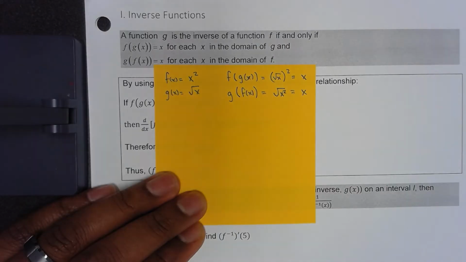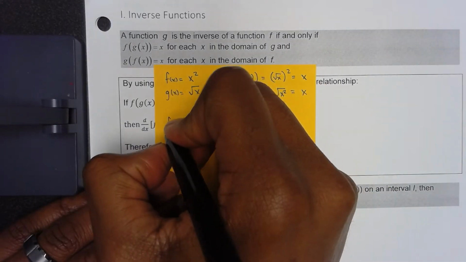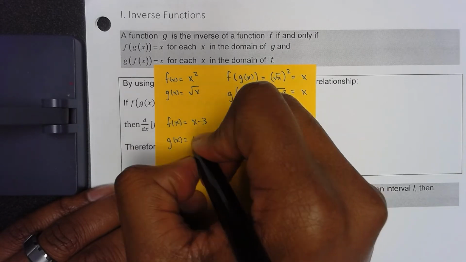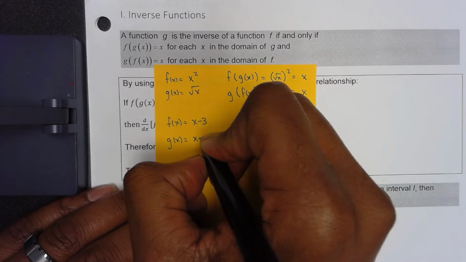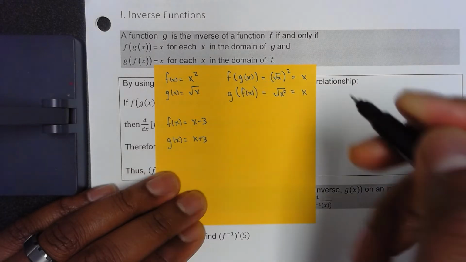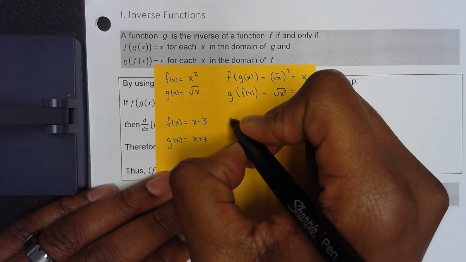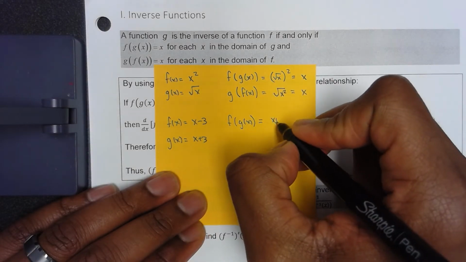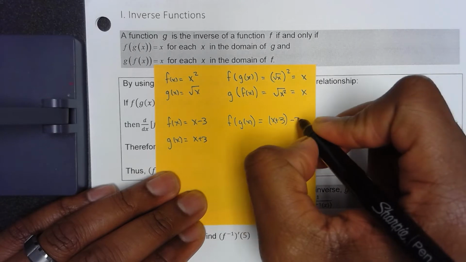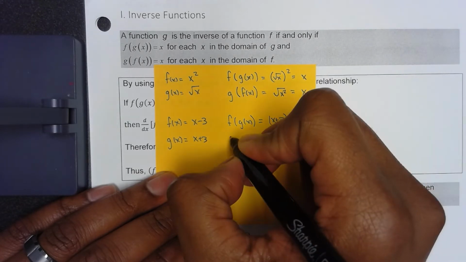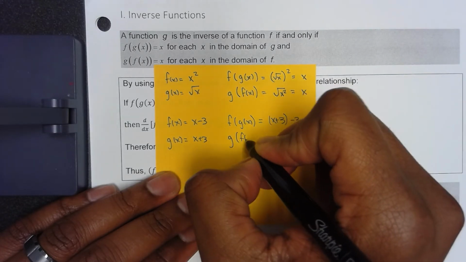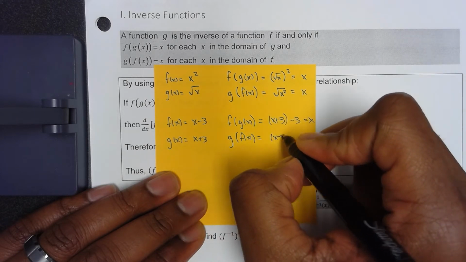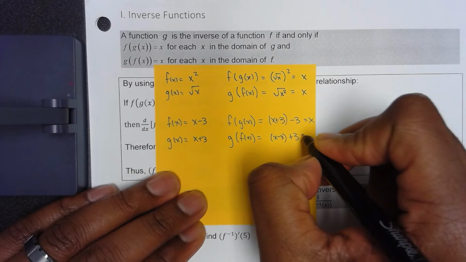The other way is, say we had a function where f of x equals x minus 3 and another function g of x equals x plus 3. If we did f of g of x, that would be x plus 3 minus 3, which equals x. Or if we did g of f of x, that is x minus 3 plus 3, which is still x.